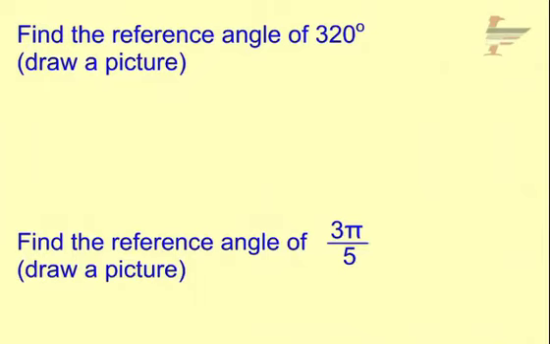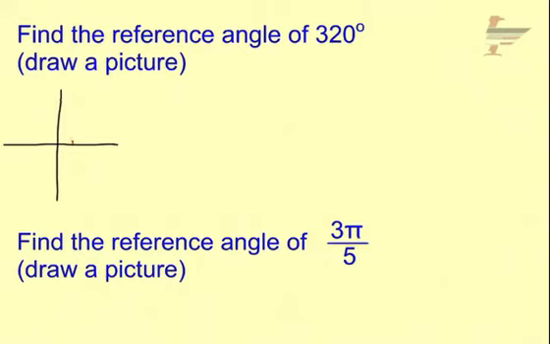Reference angles are really helpful in trigonometry. We want to make sure that we do know how to find them. So find the reference angle of 320 degrees, and it does say draw a picture. Drawing a picture can be so helpful. For me at least, a reference angle is a pretty visual thing. First thing we want to do is draw our angle, 320 degrees.